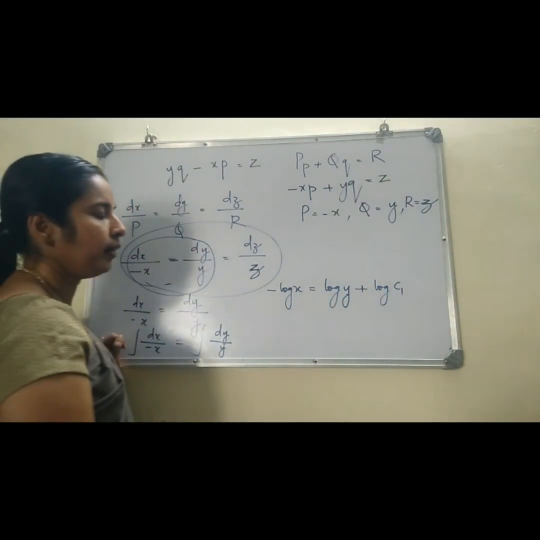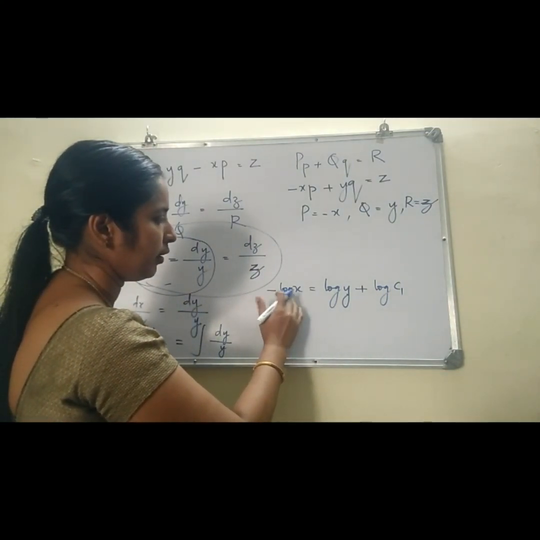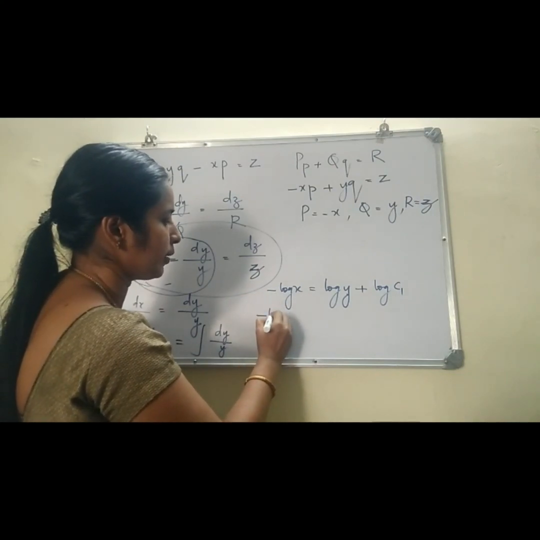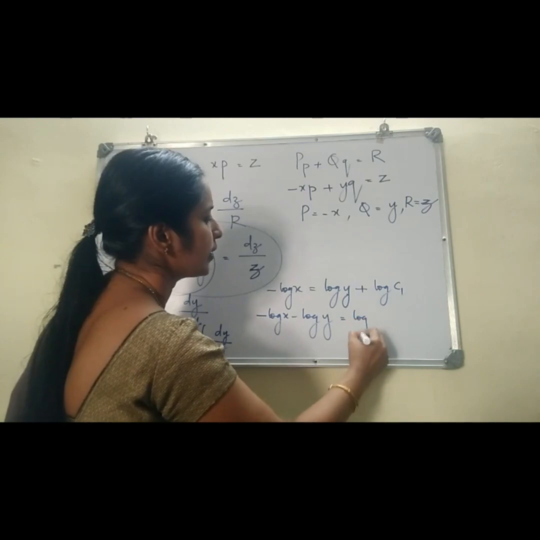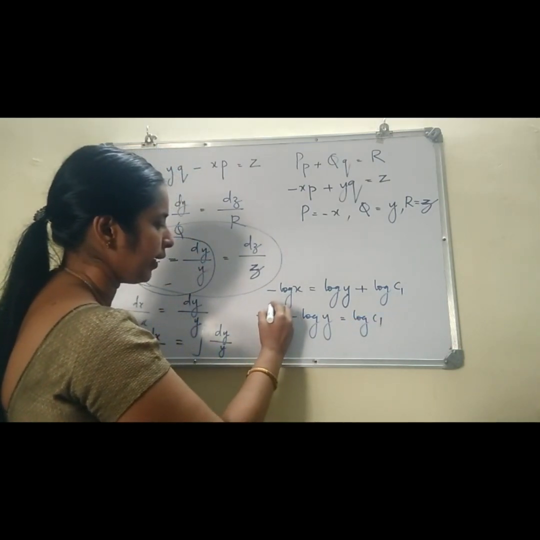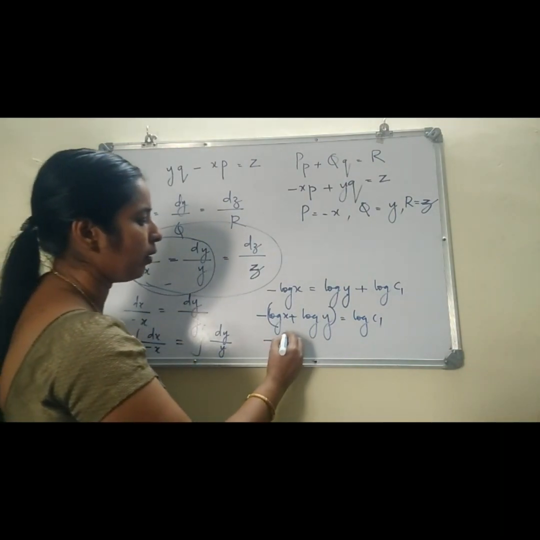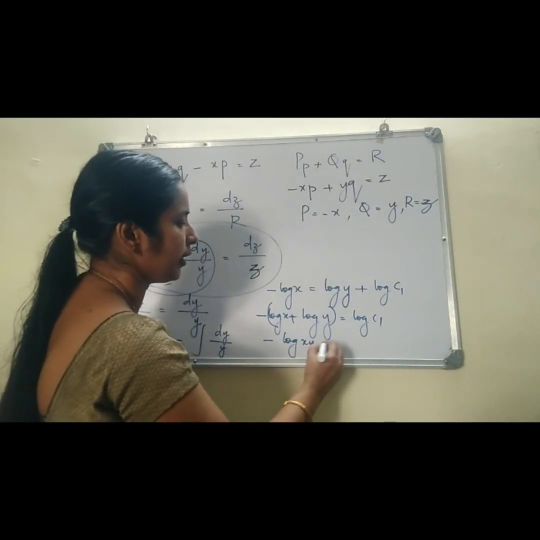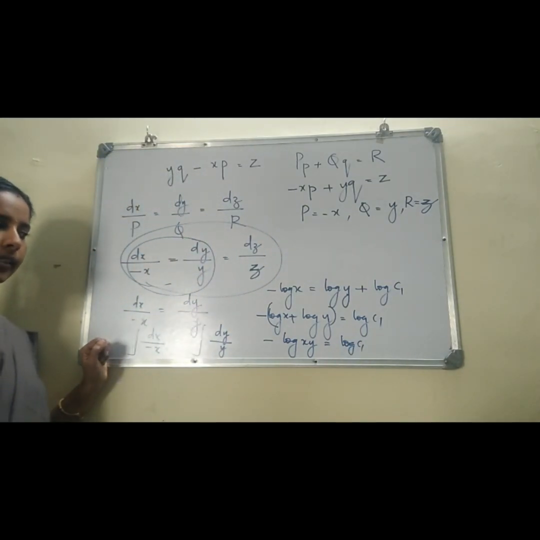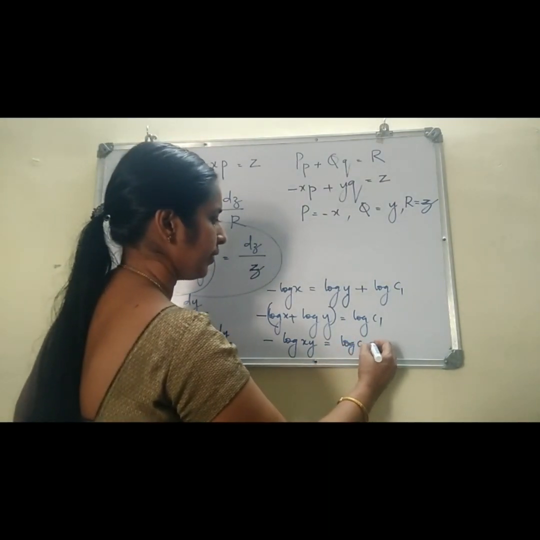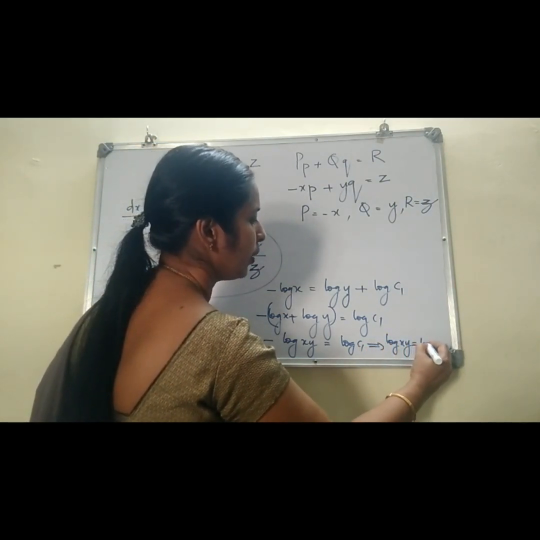Again, by rearranging, you take log y to the left, that is minus log x minus log y is equal to log c1. That is, you take the negative sign common outside, that is minus log xy is equal to log c1. Since c1 is an arbitrary constant, you can consider it as log xy is equal to log c1.